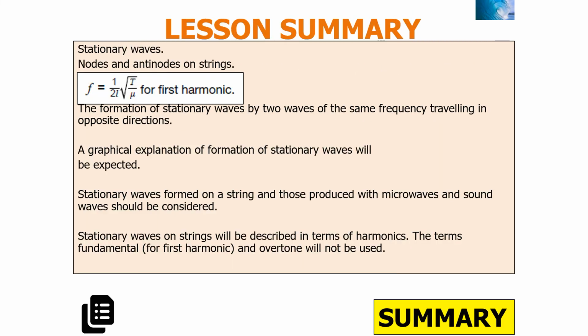So what have we learned in today's lesson? We understand what stationary waves are. We know that nodes and antinodes are formed on strings where f is equal to 1 over 2L times the square root of T over mu for the first harmonic. That stationary waves are formed from two waves with the same frequency travelling in opposite directions. That stationary waves formed on a string and those produced with microwaves and sound waves can be considered, and that stationary waves on strings can be described in terms of harmonics.